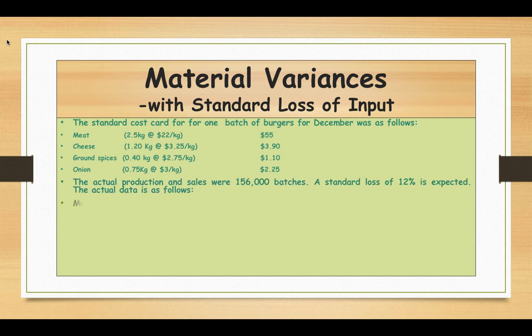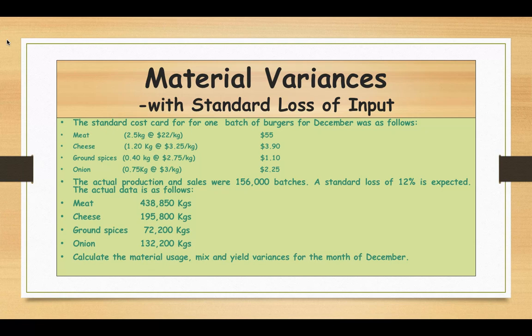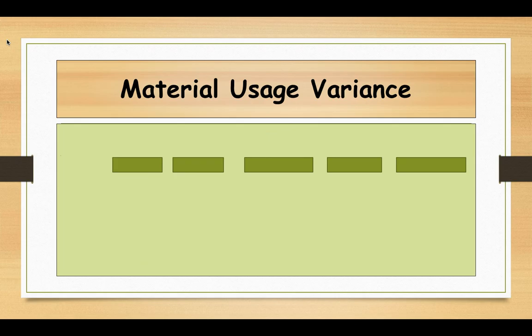So the actual data is given. We need to calculate the material usage, mix, and yield variances. If you look at the standard loss, say if you're inputting 100 kgs of material, only 88 kgs you will get because there will be a loss of 12%. So bearing this in mind, we look at this question with a standard loss of 12%.